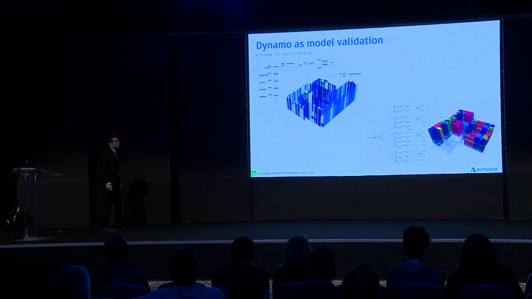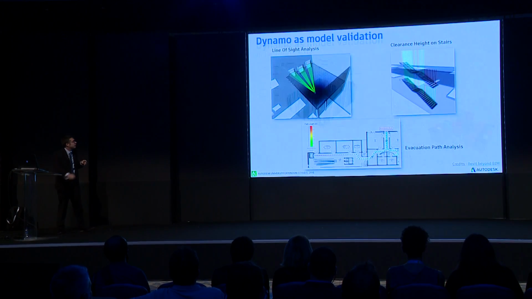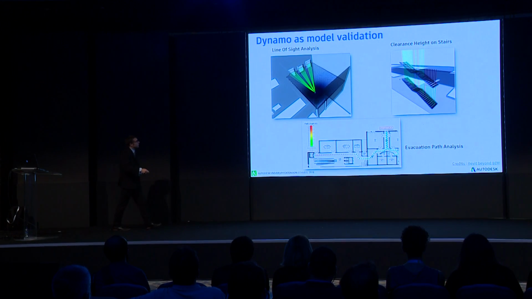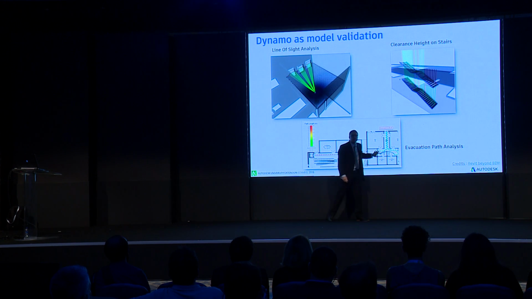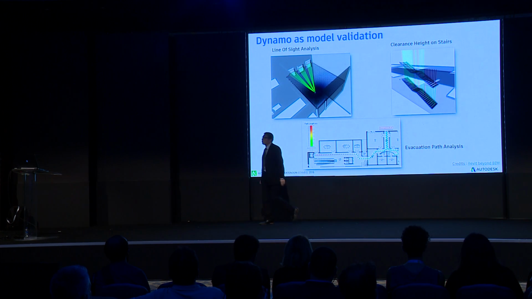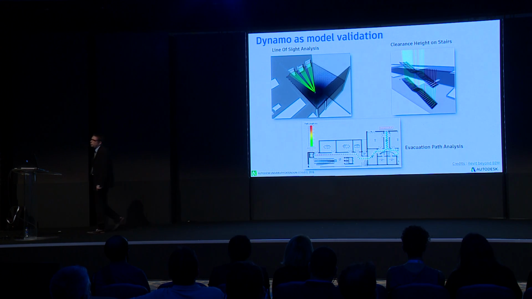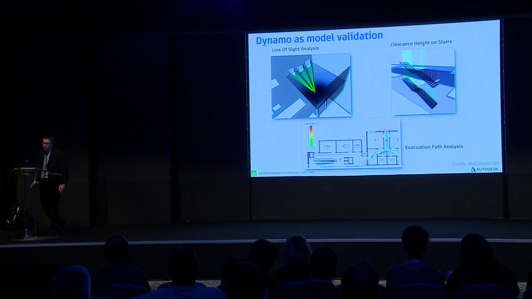In Dynamo, you can create a kind of validation. For instance, here, you can visually create some line, red or green, to see, for instance, the clearance between stairs and floor. Or here, to see the path evacuation analysis. It's not so easy to do this, but when you know a little bit Dynamo, it's not so hard.